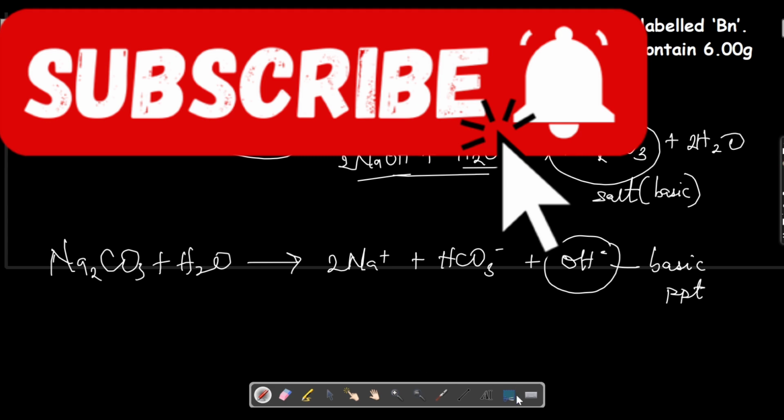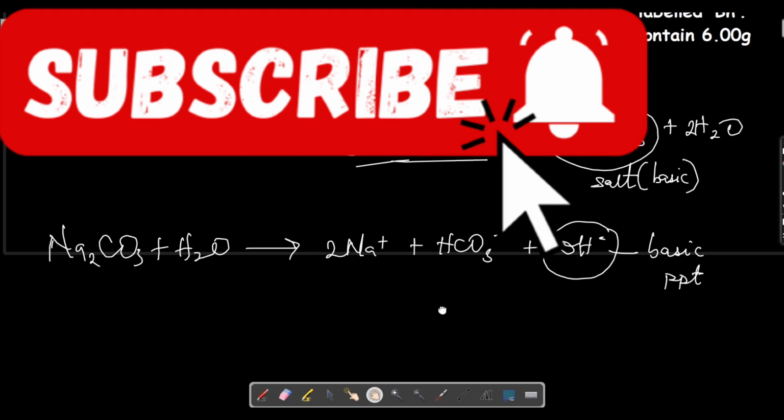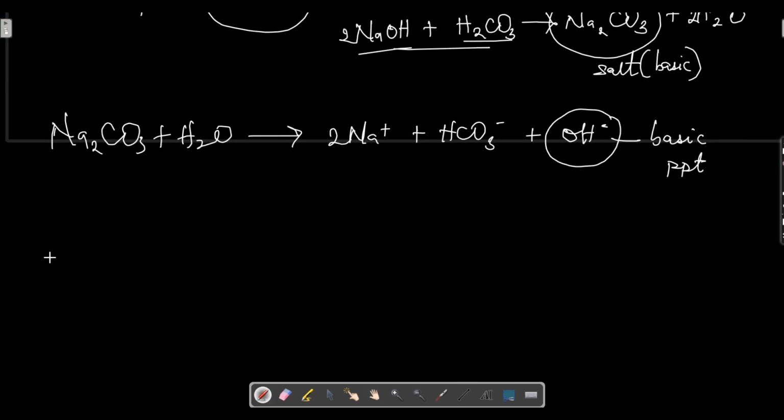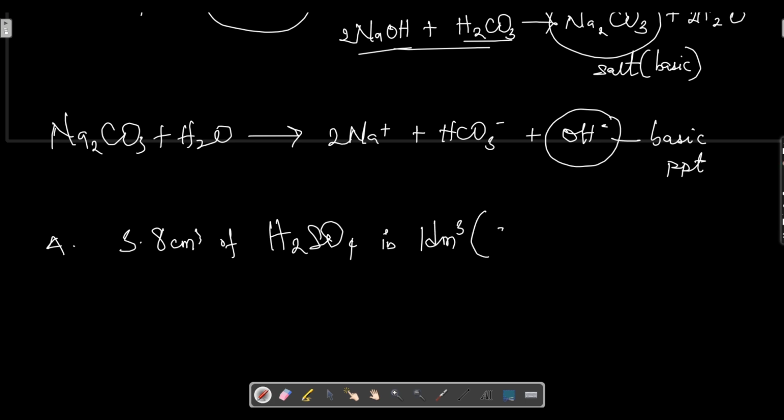So now we will go back to the preparation of the reagent. The first one, A, says we should measure out 3.8 cm³ of sulfuric acid and dilute it to 1 dm³, that is per dm³. And take note, 1 dm³ is equivalent to 1000 cm³.